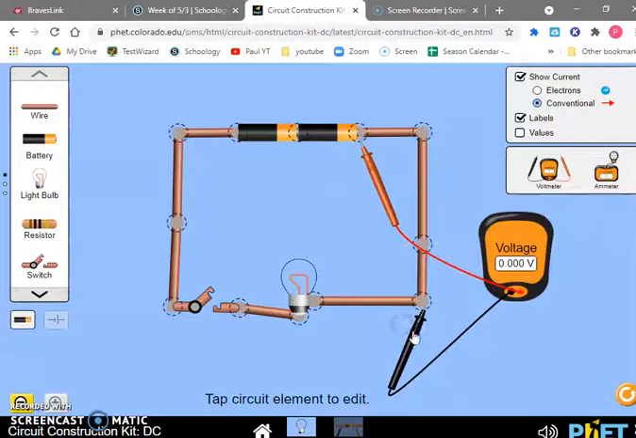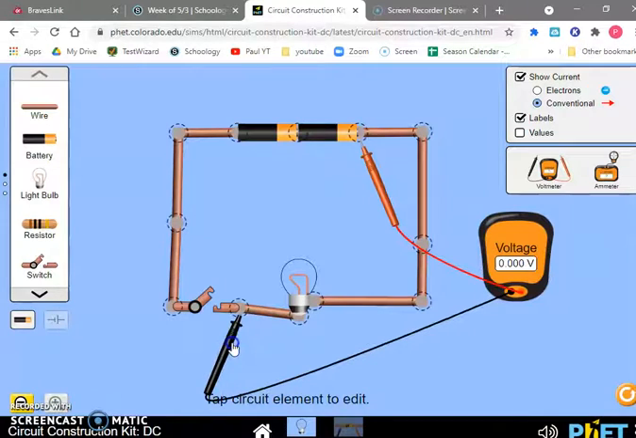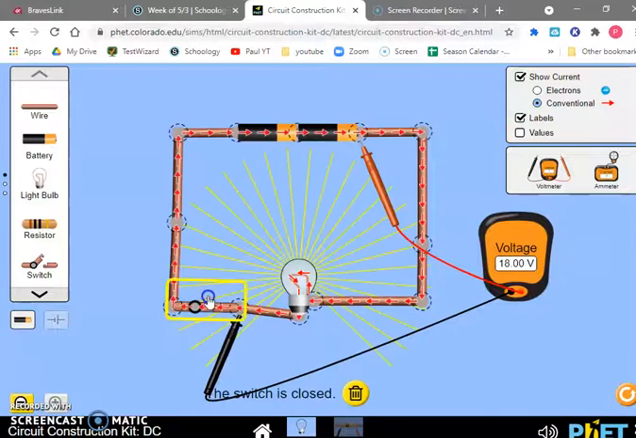If I move to right here, it's still 0 because they're both on the high side, the positive side of the circuit. But as soon as I go across to the other side of the load, okay, let me make a connection. Oh, it's still 0 because of this open part here. So let me close this.